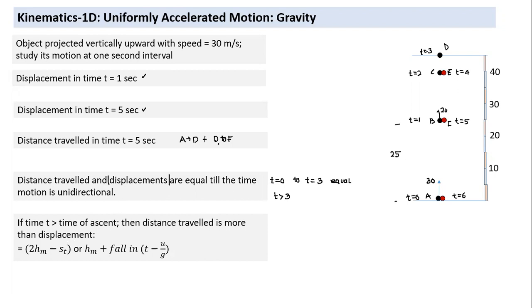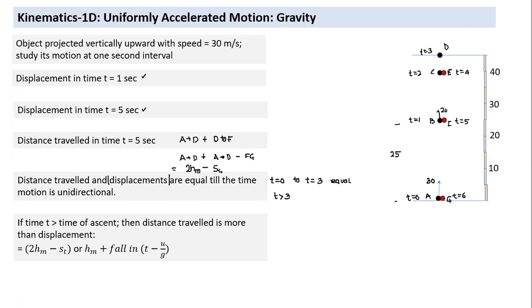So I can write like this, or you can also write it like this. What is DF equal to? DF I can also write, it is equal to AD minus FG. What is FG? FG is the displacement. So I can write AD twice. AD is nothing but h max. So I can write this as 2 into h max minus FG.